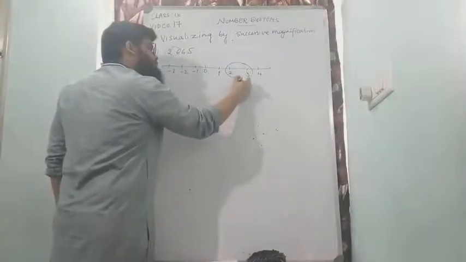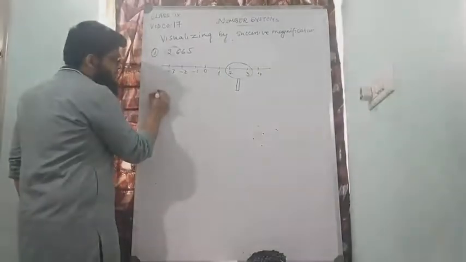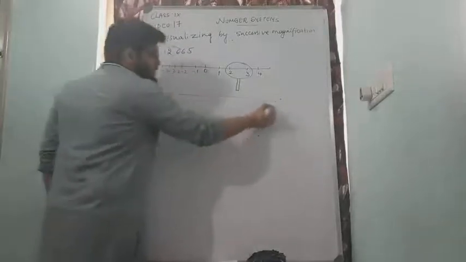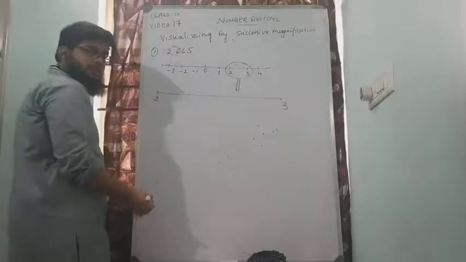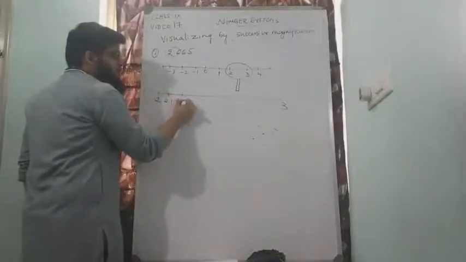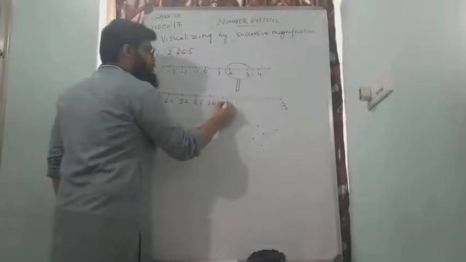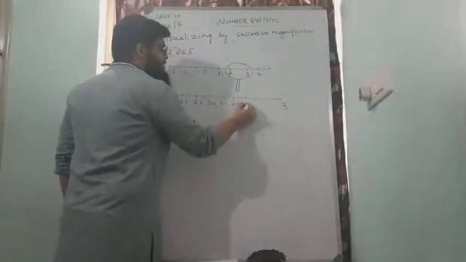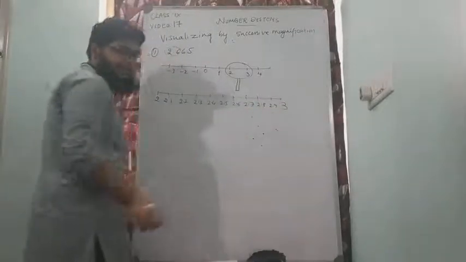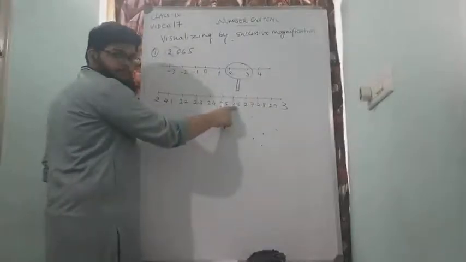So I will have to put a lens and expand 2 and 3. How to expand 2 and 3? I will draw one more line and my starting number will be 2, ending number will be 3. So what will come between 2 and 3? 2.1, 2.2, 2.3, 2.4, 2.5, 2.6, 2.7, 2.8, 2.9 and then 3.0. So 2.6 I have got here.